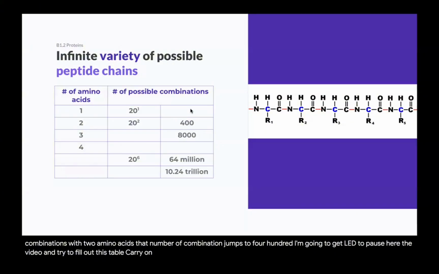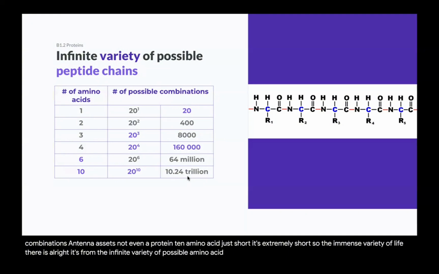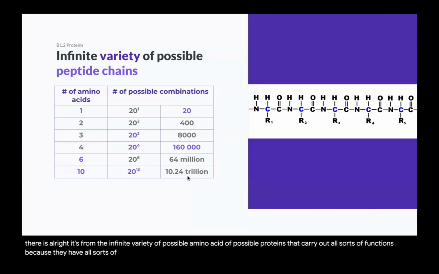Okay, are you done? Let's check our answers. With 10 amino acids, you can make more than 10 trillion combinations. And 10 amino acids, not even a protein. 10 amino acids is short. It's extremely short. So the immense variety of life there is arises from the infinite variety of possible proteins that carry out all sorts of functions because they have all sorts of forms.